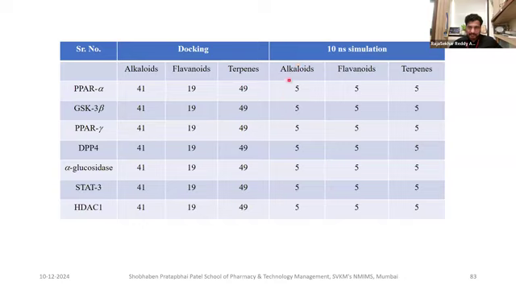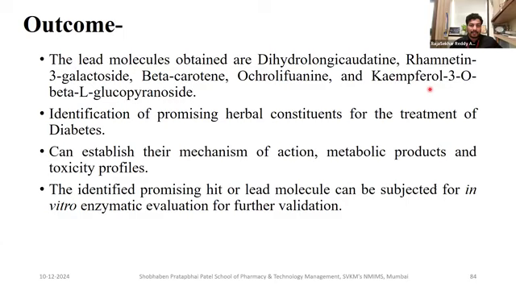Okay, so likewise, we shortlisted close to 5 top molecules, and these top molecules are dihydro, longiquartine, rheumatin, beta carotene, ocroliphamin and camphorol. These are actually the top molecules, and these phytochemicals we are exploring in the next 100 nanosecond time scale, and after that, they can be taken for in vitro and in vivo biological activity. So this is the outcome of this particular activity.